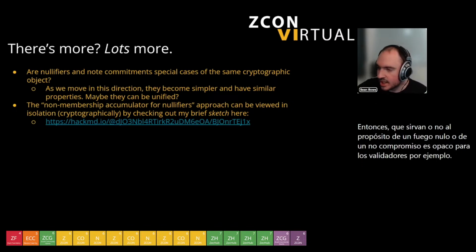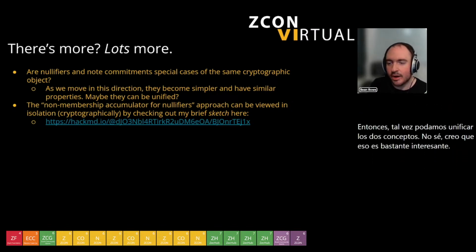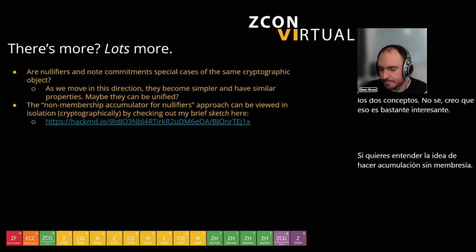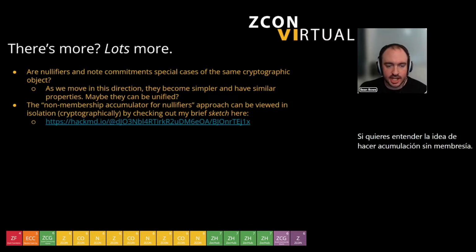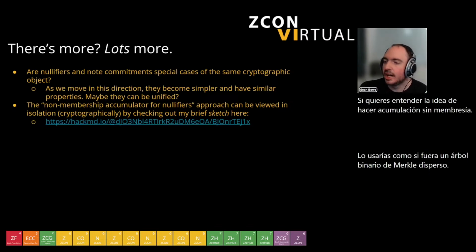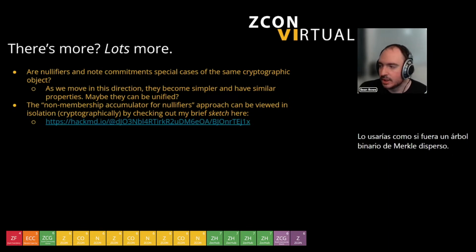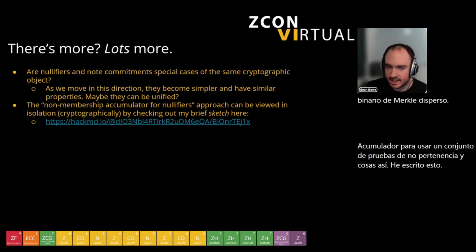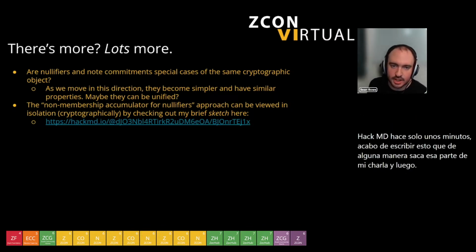If you wanted to understand the idea for doing non-membership accumulators for nullifiers, and how that might work asymptotically, and what benefit you would have over using, say, a sparse binary Merkle tree accumulator for set non-membership proofs and things like that, I've written this HackMD just a few minutes ago. I just kind of typed this up. It takes that part of my talk out and writes it out in the math. It's just a sketch, but you can understand where I'm coming from, basically.